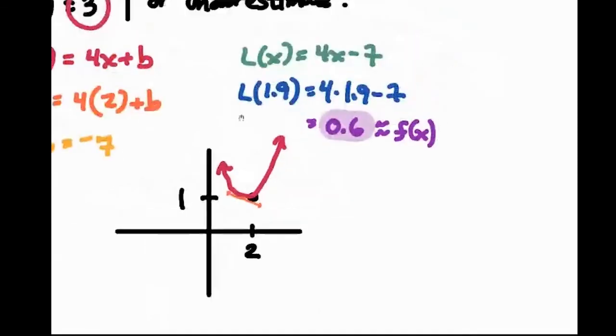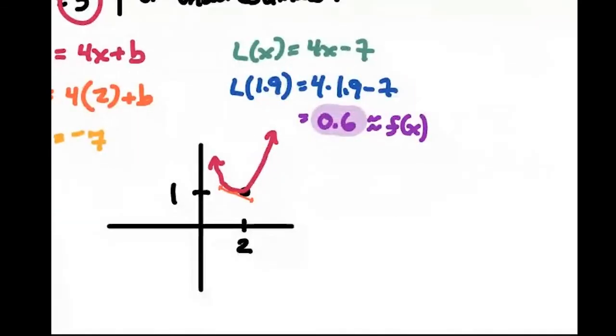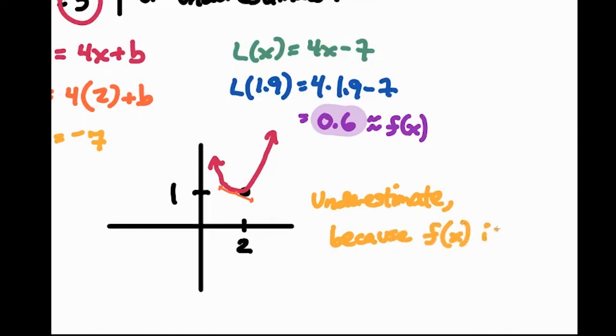So the answer for this one, is this an overestimate or an underestimate? You should say underestimate. And the justification that AP would allow is saying underestimate because f of x is concave up. You're supposed to say upwards, but they always write upwards on their answer keys. But I'm going to say concave up at x equals 2.